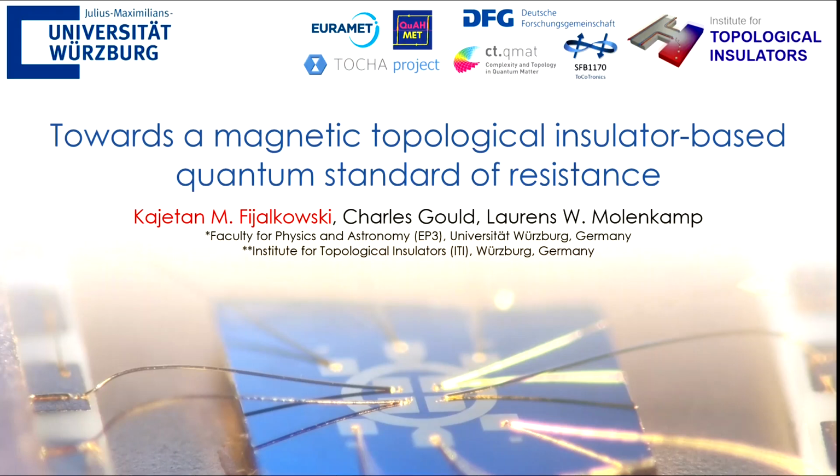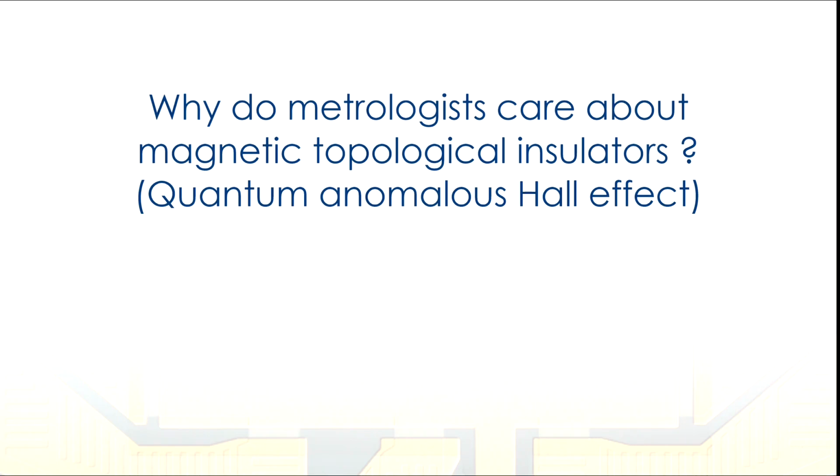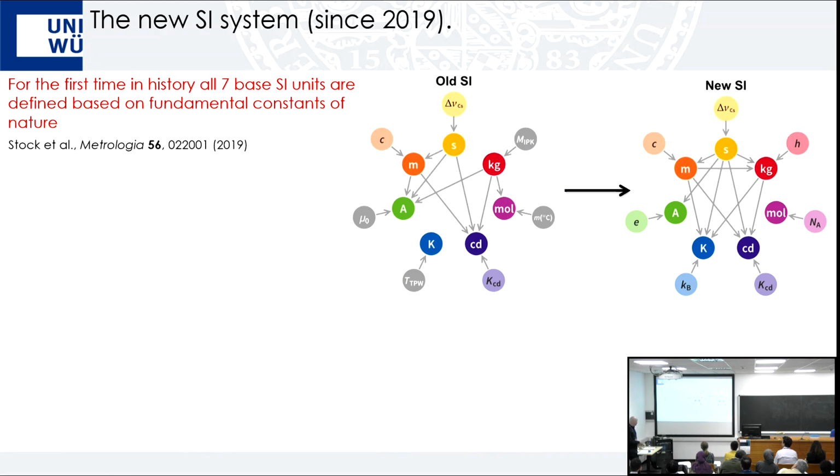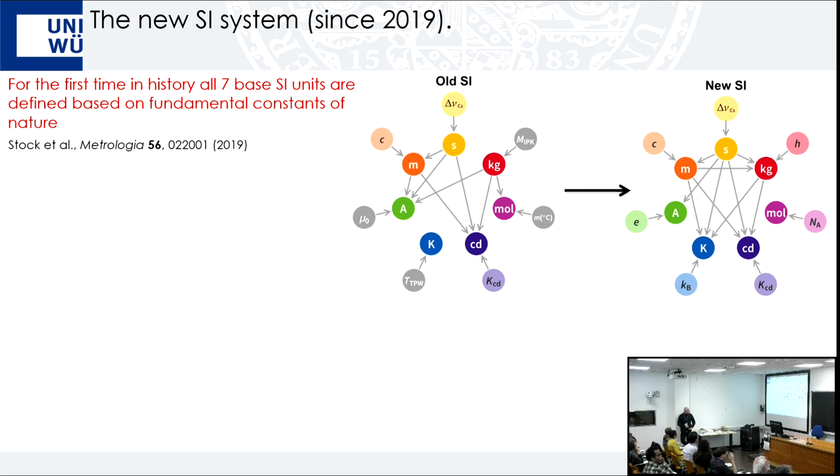Today I will tell you a little bit about magnetic topological insulators, quantum anomalous Hall effect, and quantum resistance metrology. Let me start by saying, why do metrologists care about the quantum anomalous Hall effect, or magnetic TIs? As you may know, as of 2019, we have a new system of units, where for the first time in history, all 7 base units are defined based on fundamental constants of nature.